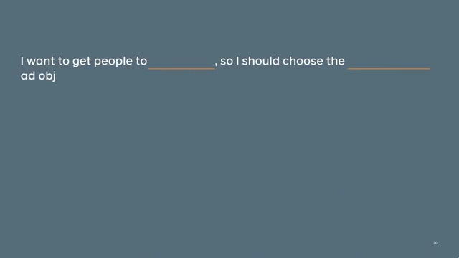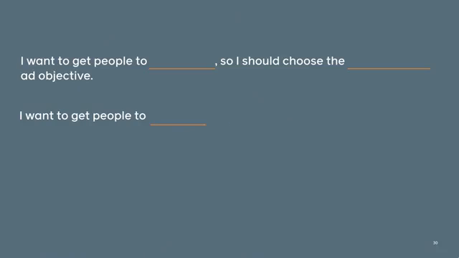Remember when I said to grab something to write with? Now it's time to think about what you want to achieve with your next Facebook ad. Write it down, and then write down the objective that matches your goal. You could write it this way: I want to get people to fill in the blank, so I should choose the fill in the blank ad objective. For example, I want to get people to visit my online store, so I should choose the website promotion ad objective. I've put a couple other examples on the screen.